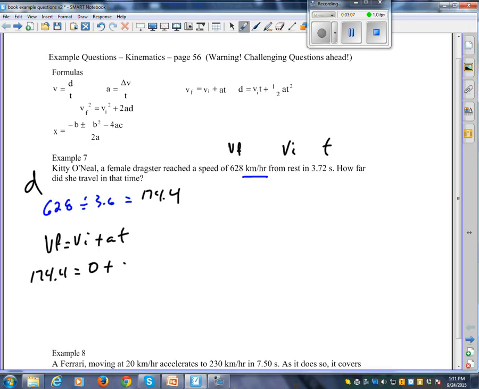No, that's what we're solving for, right? And our time is 3.72, right? So our acceleration is 174.4 divided by 3.72. 46.9.